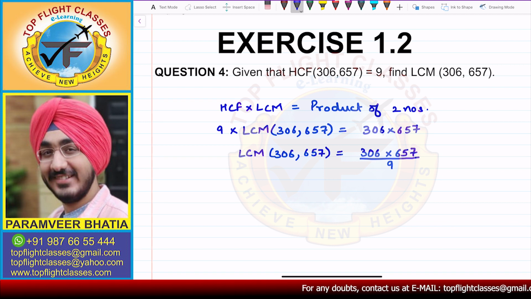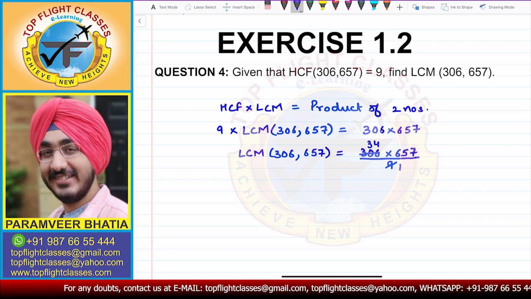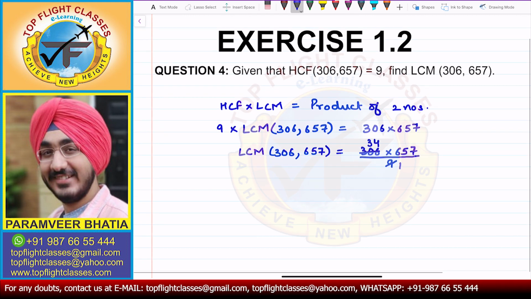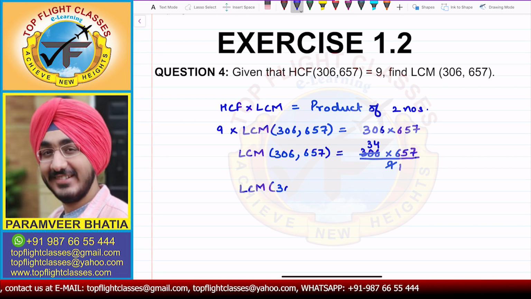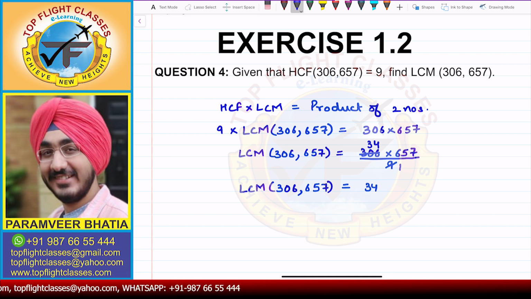Now 306 divided by 9, if I cancel this with 1 and do this over here, this will be 34. So you have LCM of 306 and 657 will be equal to 34 multiplied by 657.